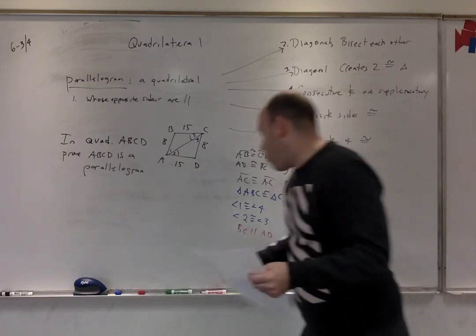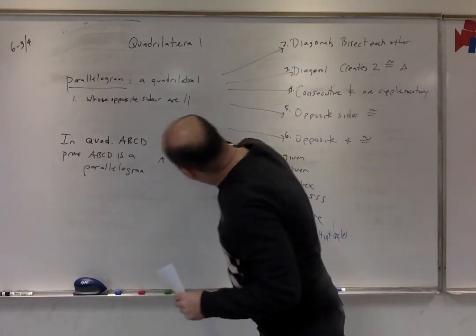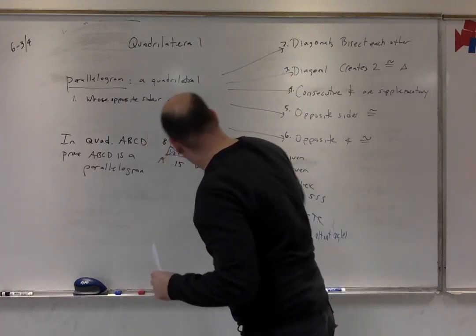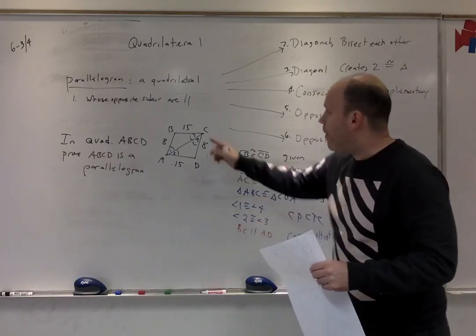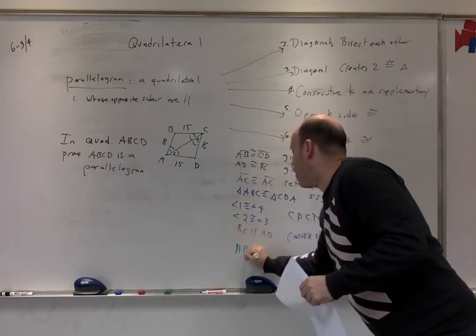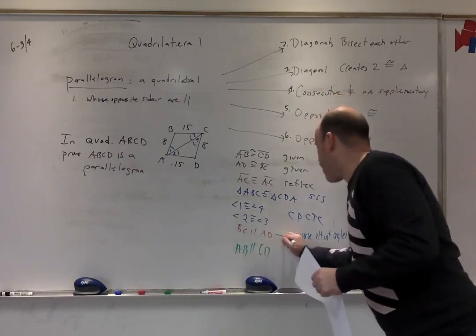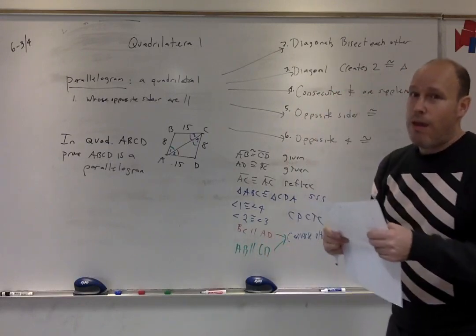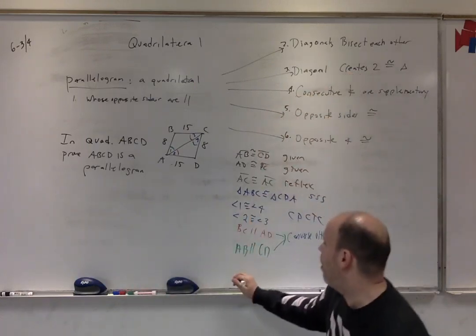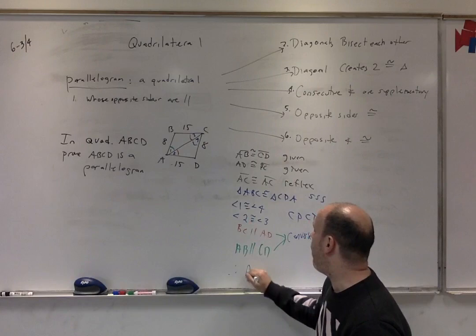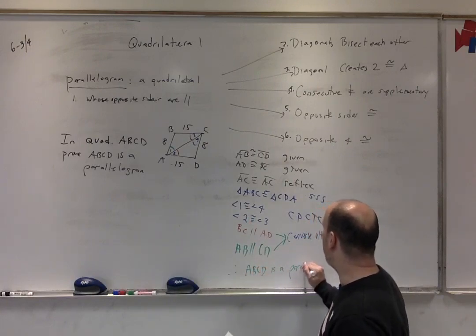And actually, let's use green for 1 and 4. Angle 1, because of CPCTC, is congruent to angle 4, and therefore, AB is parallel to what? CD, same thing. Therefore, ABCD is a parallelogram.